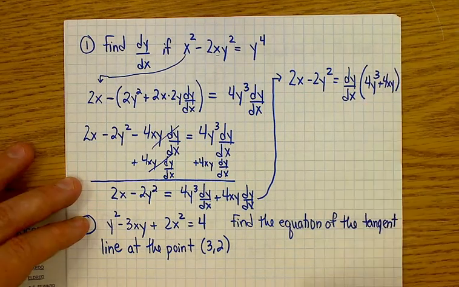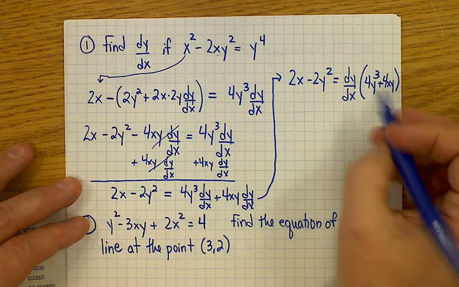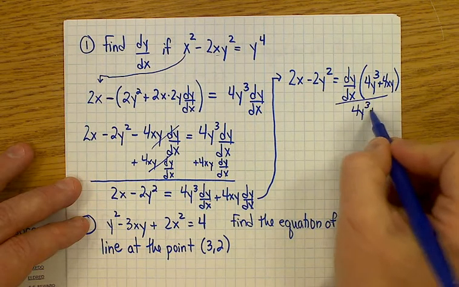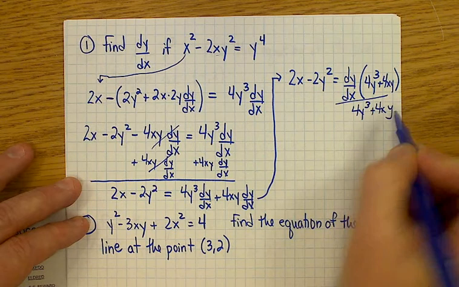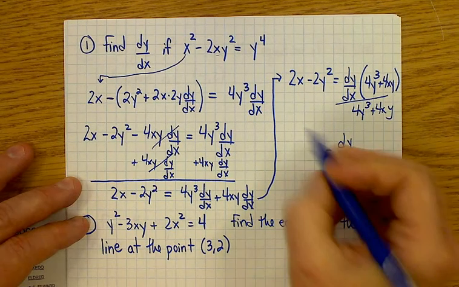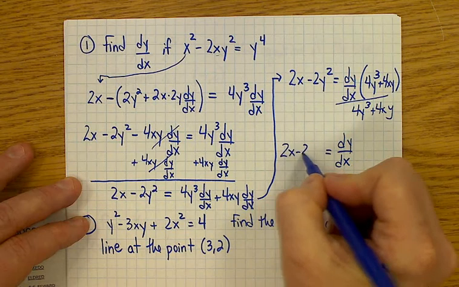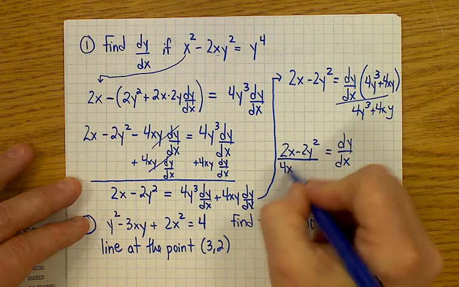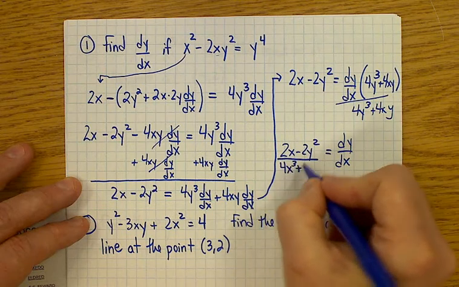Okay, I want to get dy/dx by itself, so I'm going to divide both sides by this 4y cubed plus 4xy. And now that will leave me with dy/dx is going to equal the 2x minus 2y squared, and then all of that's going to be over 4y cubed plus 4xy.